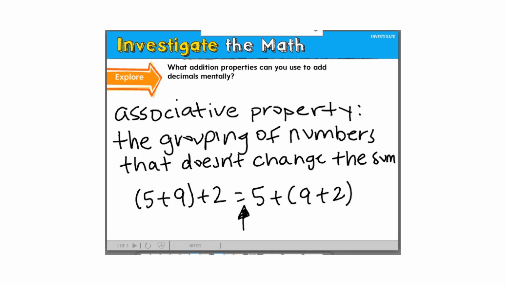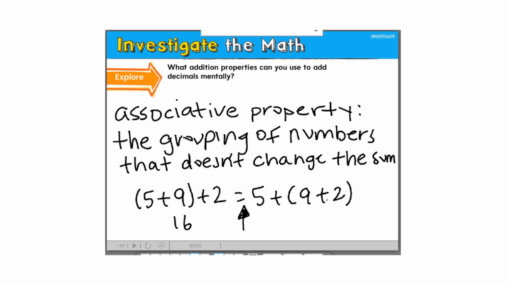Okay? So whenever you see parentheses in there, know that you're probably talking about the associative property, because the associative property is how you group the numbers. Whenever you're doing a math problem, you always do whatever's in the parentheses first. So in this case, I would add the 5 and the 9 first and get 14, and then I'd add 2 to it and I would get 16.